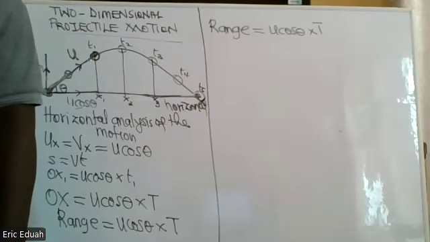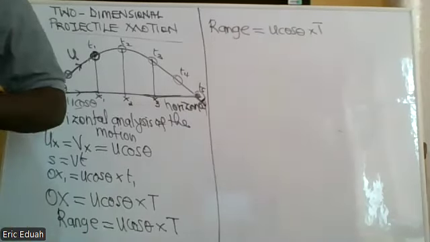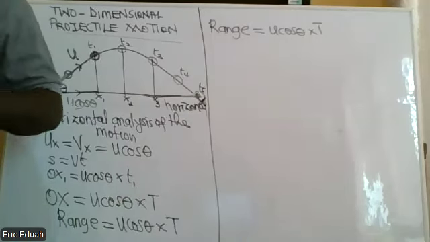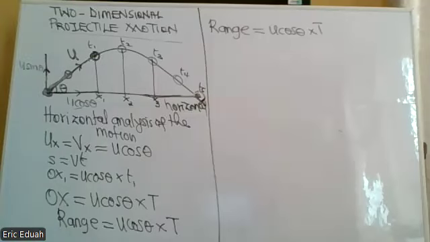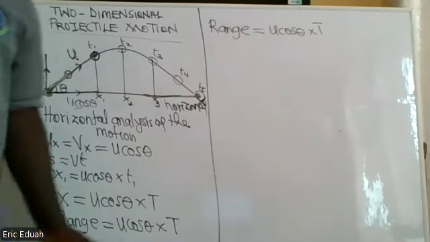The range of a projectile is the horizontal velocity times the time of flight. So what does it mean? What does it mean by the word range?